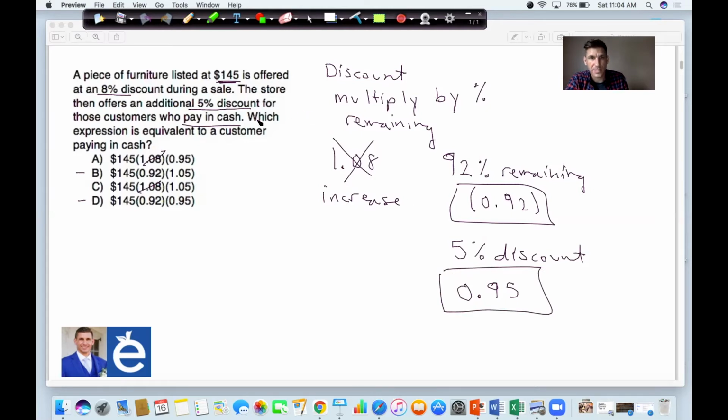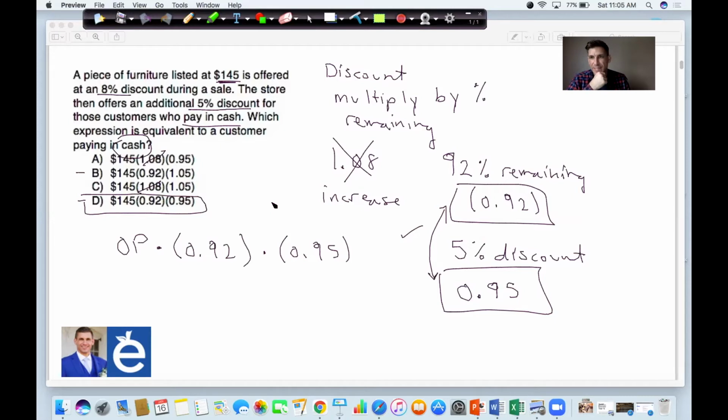It says, which expression is equivalent to a customer paying in cash, meaning that both of these discounts will be applied. And if both of these discounts are going to be applied, then it appears as though D is going to be my answer. Now, where does the 145 come from? That's your original price. So here you have your original price times your 0.92 times your 0.95.